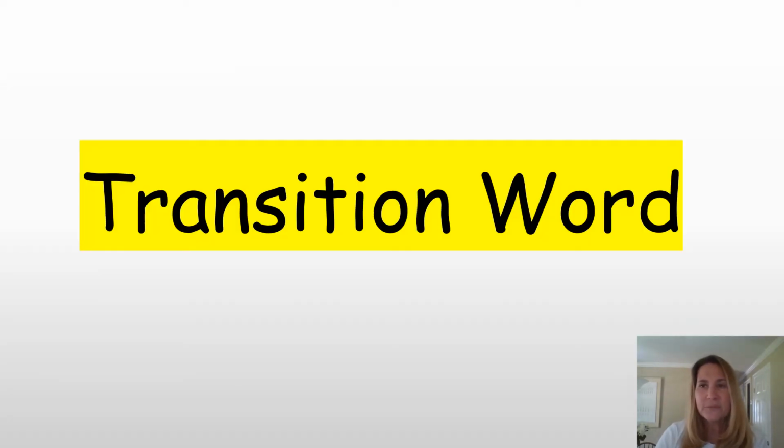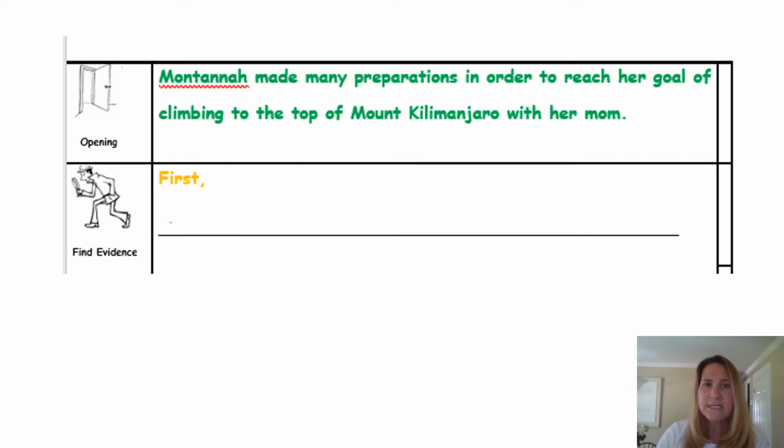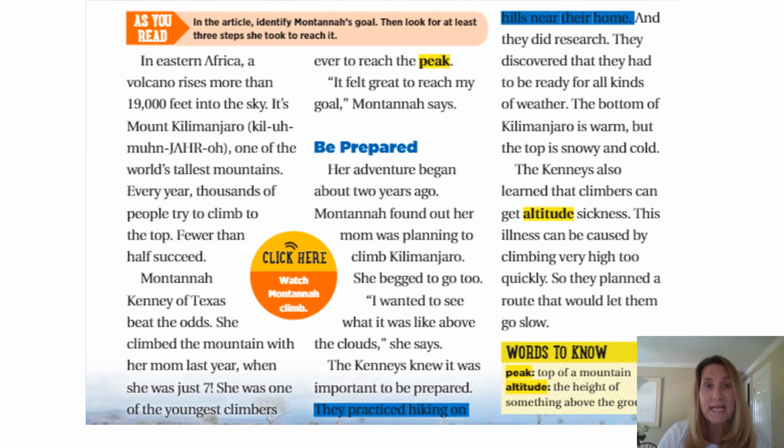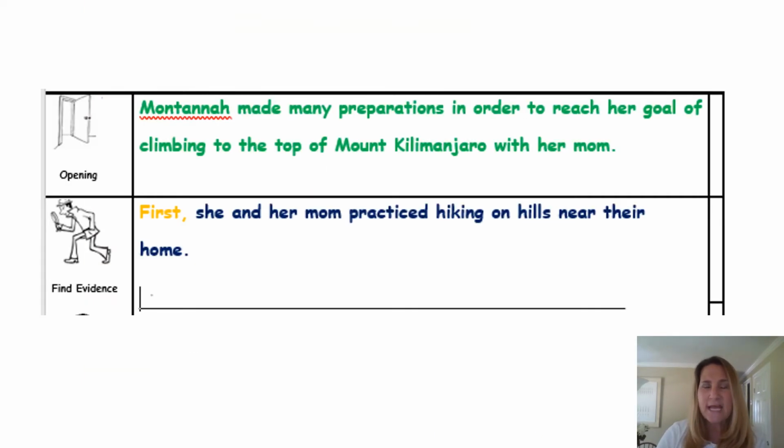Now, transition word. There it is. First, find evidence. Where do I find evidence? I go back into the article. Here is our evidence. They practiced hiking on hills near their home. So I take that and I turn that into a sentence. She and her mom practiced hiking on hills near their home.